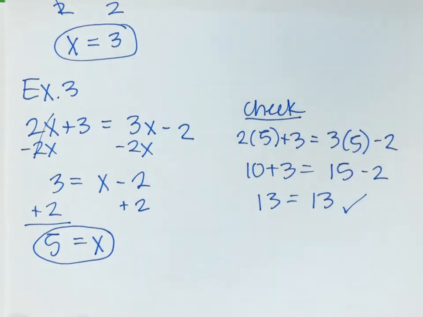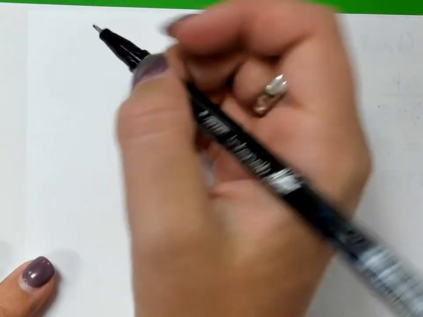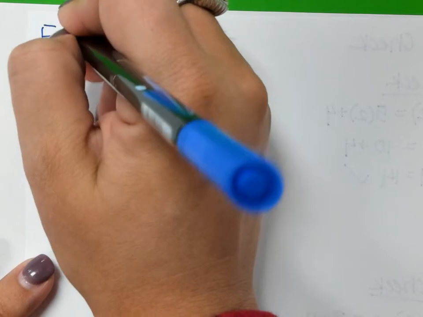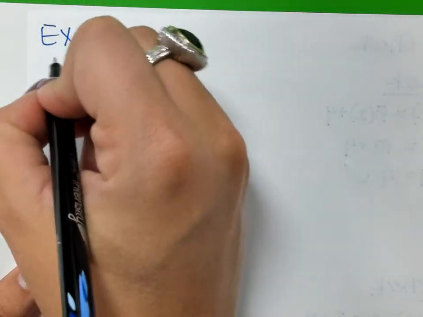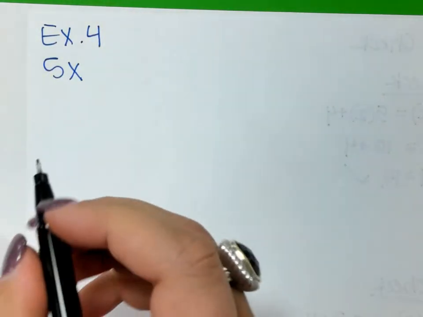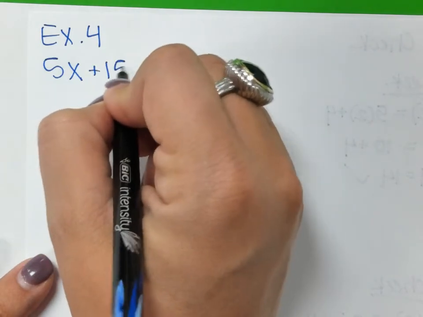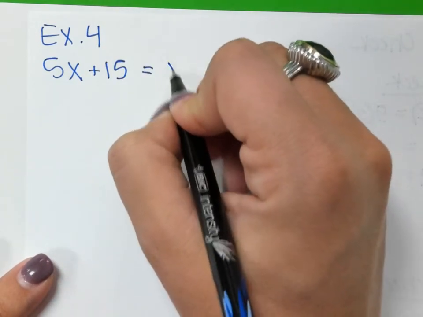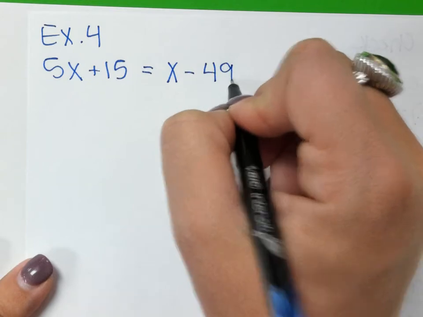Questions? All right, one more example, and then I'll let y'all get started on your homework. So maybe you won't have too much tonight. Oh, homework. All right, we've got 5x plus 15 equals x minus 49.